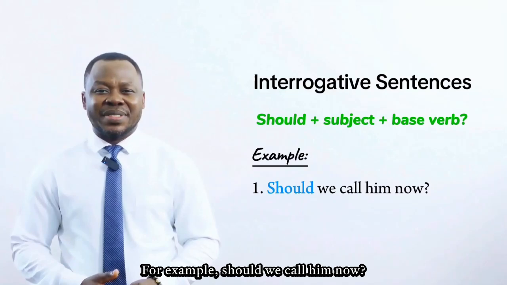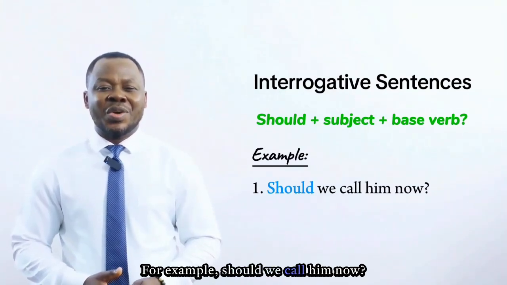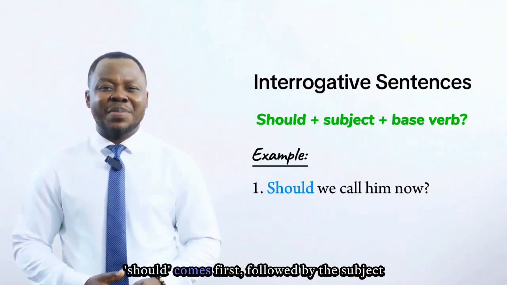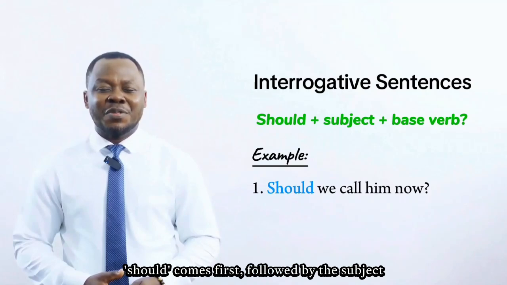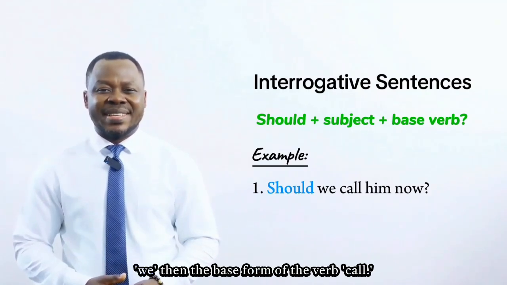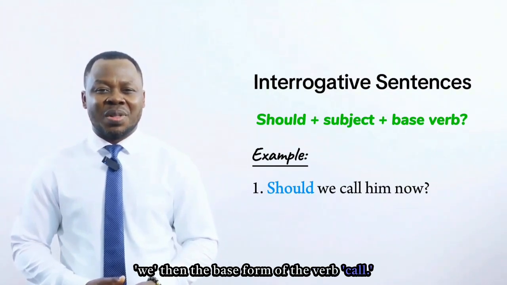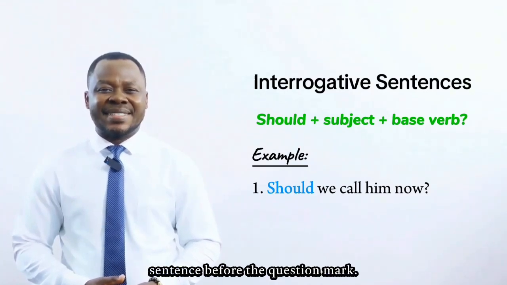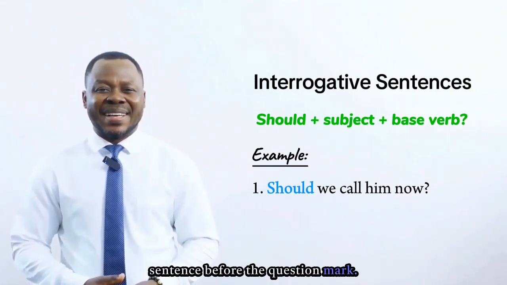For example, should we call him now? Should comes first, followed by the subject we, then the base form of the verb call. After that, the rest of the sentence before the question mark.